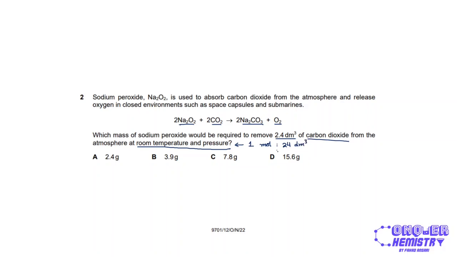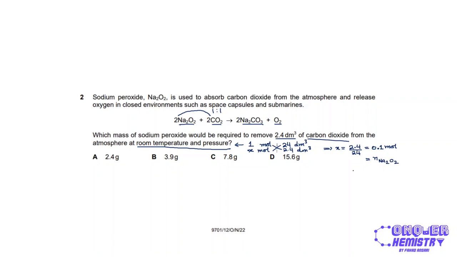So if I have 2.4 cubic decimeters of carbon dioxide over here, what will be the moles of carbon dioxide? So I could just cross multiply these 2 ratios, and it turns out that X equals 2.4 divided by 24, and that gives me 0.1 moles. All right. Now these are the moles of carbon dioxide. You can see that sodium peroxide and carbon dioxide have a 1:1 molar ratio. So this will also be the same as the moles of sodium peroxide. We will also have 0.1 moles of Na2O2.